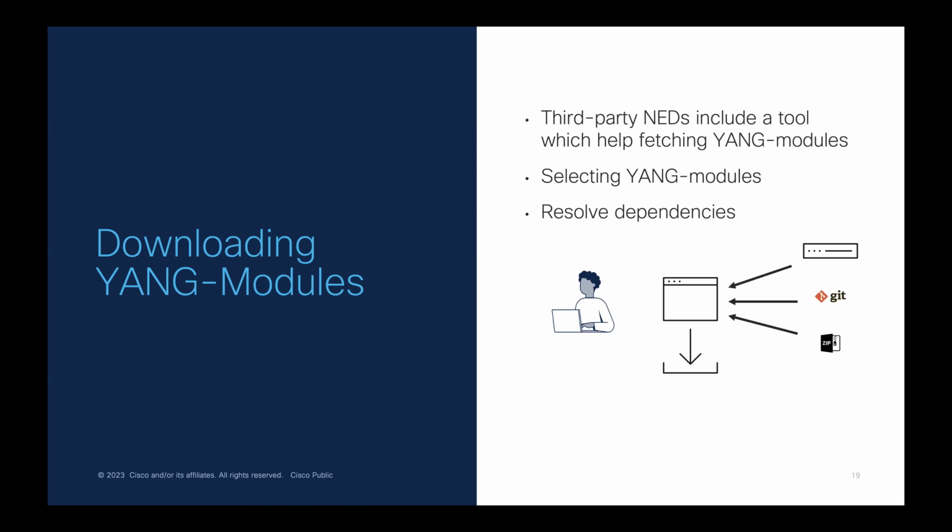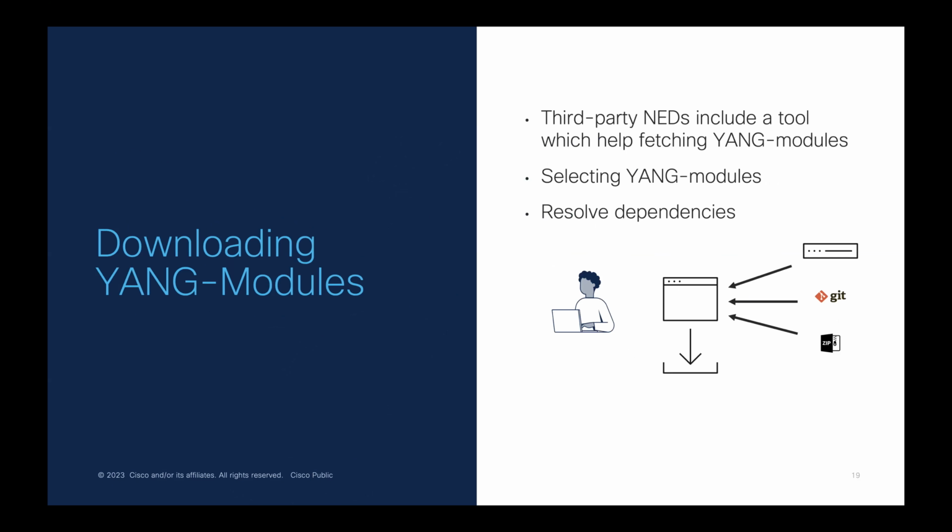Downloading the right YANG files involves many choices and differs depending on the management protocol. For NETCONF, it's usually easiest to download the modules directly from the device using the get-schema RPC. This is sometimes possible with RESTCONF, but less common than with NETCONF. If downloading from the device isn't supported, another source must be used.